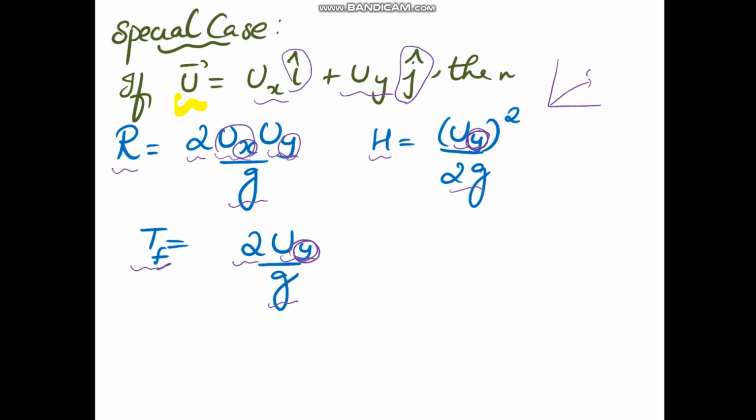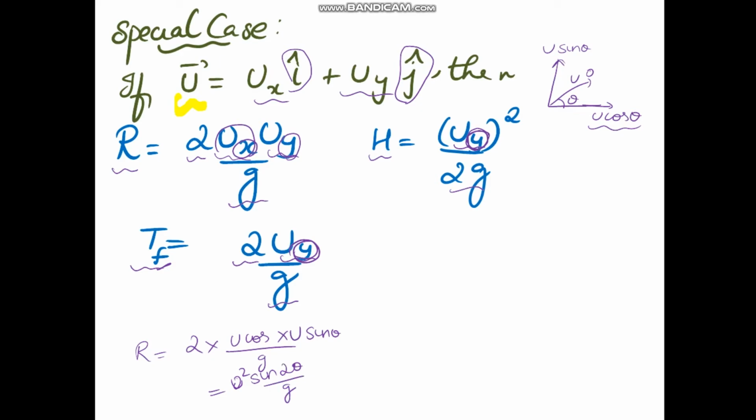Suppose a ball is thrown with an angle theta with the horizontal with initial velocity u, then along the x-axis the component is u cos theta, and along the y-axis u sin theta. Then what is the range reached? 2 into the x component, along the x-axis it is u cos theta, along the y-axis u sin theta, by g, which comes out to be u square sin 2 theta divided by g.